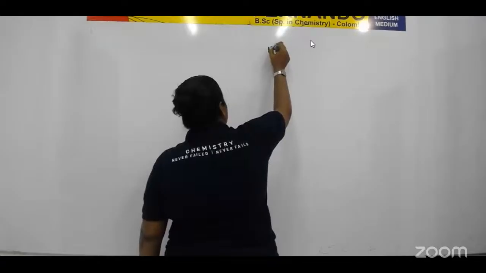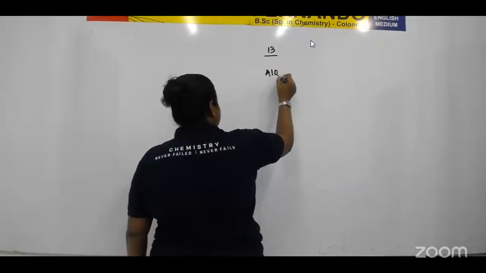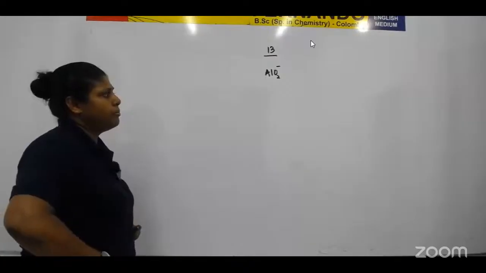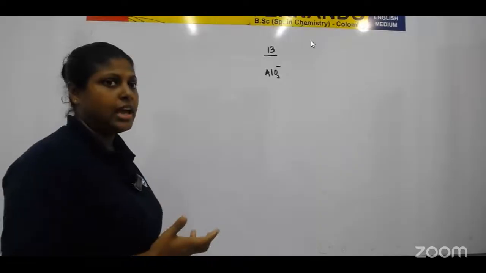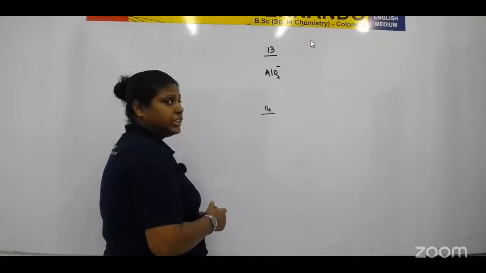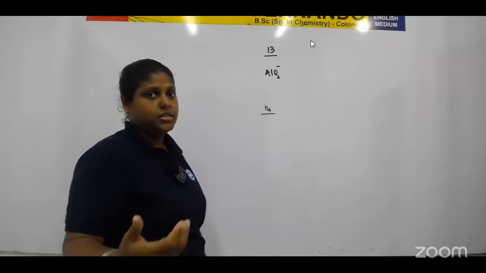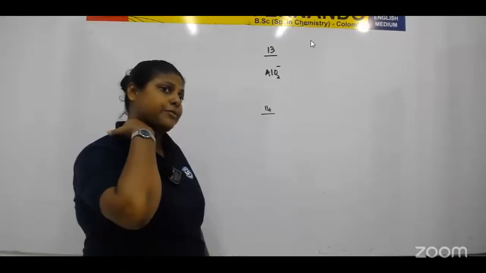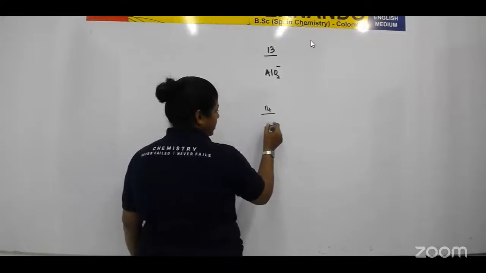Right, from group 13, we have aluminate. Aluminium is the group 13 element. So the anion formed by aluminium is aluminate. You know how to identify aluminate. Group 14 elements: what are the group 14 elements? Carbon, silicon, germanium, tin, lead. So we have anions formed by carbon. What are the anions formed by carbon? The first one is carbide.